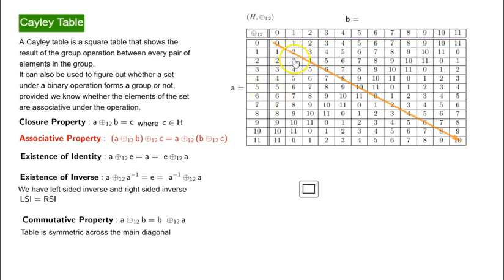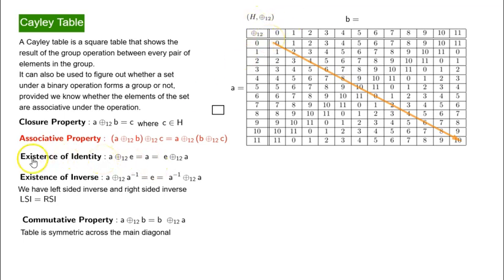Let me remove this. So here you have 2, 2, 3, 3, 3, 3, 4, 4, 4, 4, 5, 5, 5, 5, 5, 5. Go through it till the end, and if the numbers appear in the same order on the other side as well, then we say it is symmetric. And if it is symmetric, then the commutative property is satisfied. So that is with respect to our 12-hour clock.